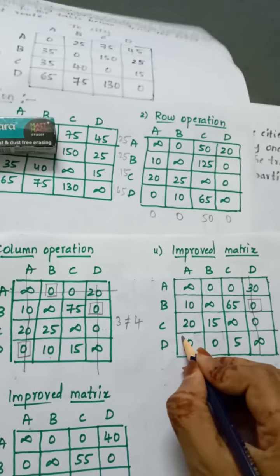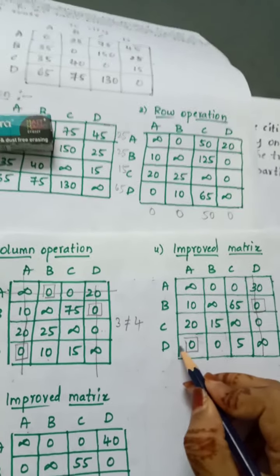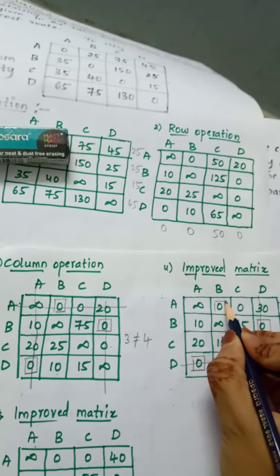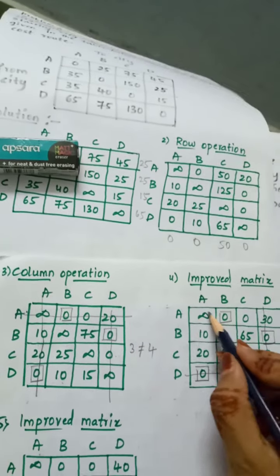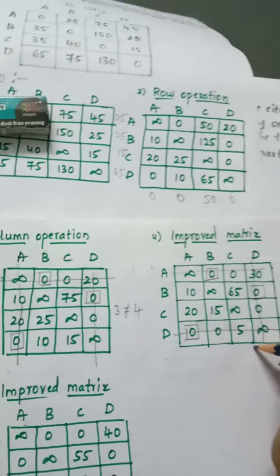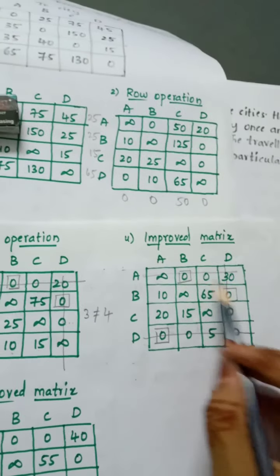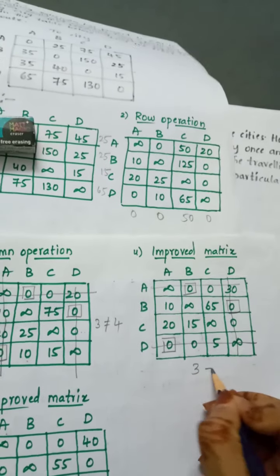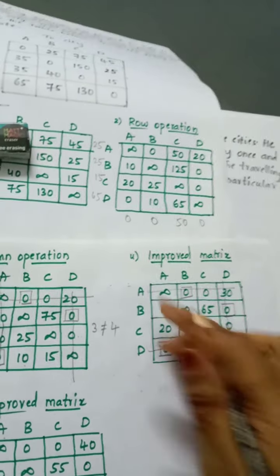Again, in the first column there is only 1 zero, give a square mark and draw a horizontal line. In the next column there is only 1 zero, give a square mark and draw a horizontal line. Next, in this column there is no 0. Next step is to check whether the number of squares is equal to the number of rows. How many squares have we obtained, students? 3 squares, not equal to the 4 rows.